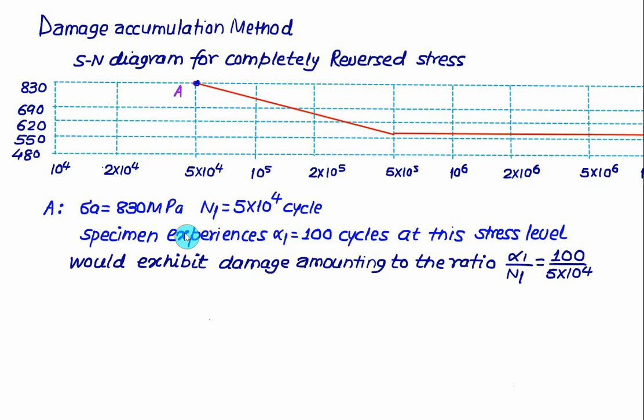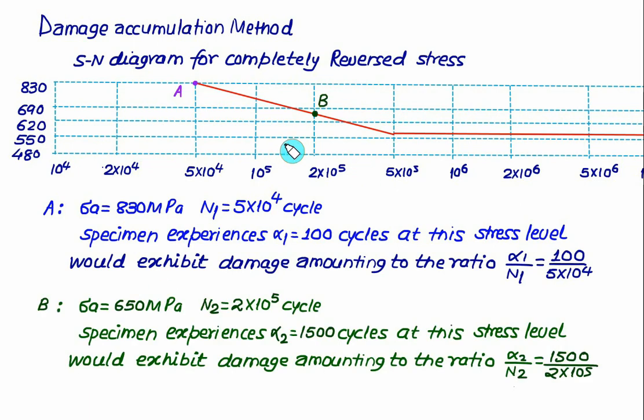Under this condition, suppose the specimen experiences alpha 1 equal to 100 cycles at this stress level of 830 megapascal. Then we can calculate the damage accounting for stress amplitude equal to 830, and that damage ratio we can calculate as alpha 1 by n1, which is 100 divided by 5 into 10 to the power 4. Likewise, we can consider all the points on this diagram on which the specimen is used.